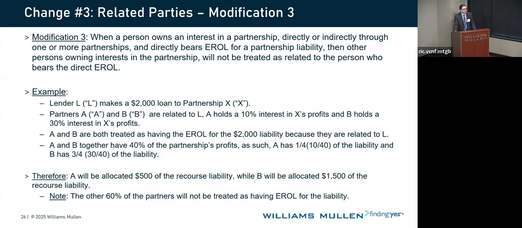So because A has a 10% interest of this aggregate 40 now, they would have a 25% interest in the recourse liability. Well, B has 30 over 40 or 3/4 of the interest in the recourse liability. Therefore, A will bear $500 of the recourse liability, while B will bear the other $1,500. And as you can see, interestingly enough, the other 60% of that partnership, where those partnership profits are being distributed, aren't going to bear any economic risk of loss or have that recourse liability because they're not related to lender L. So it kind of creates an interesting result with allocating the economic risk of loss and the recourse liabilities.